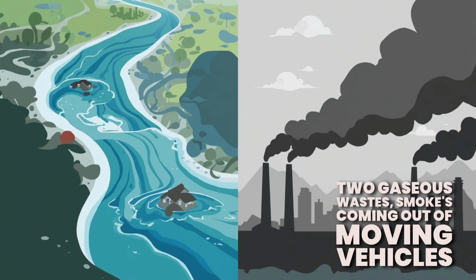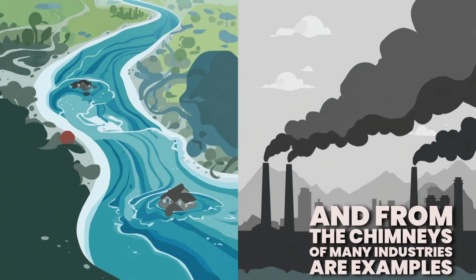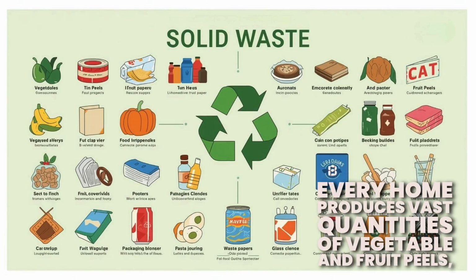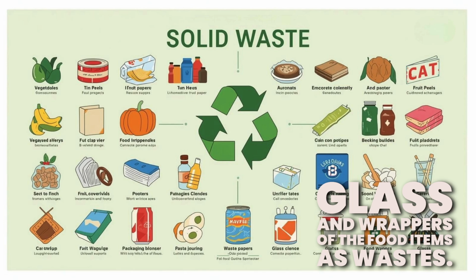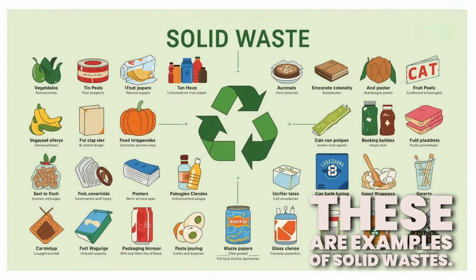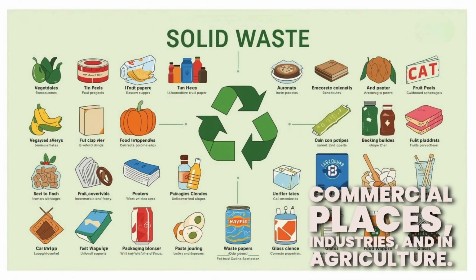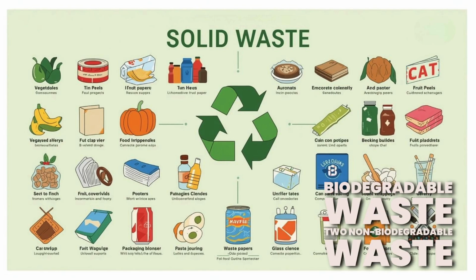2. Gaseous wastes. Smokes coming out of moving vehicles and from the chimneys of many industries are examples of gaseous wastes. 3. Solid wastes. Every home produces vast quantities of vegetable and fruit peels, tin cans, packages, waste papers, glass and wrappers of the food items as wastes. These are examples of solid wastes. Solid wastes are also produced in markets, commercial places, industries and in agriculture. Solid wastes are of two types. 1. Biodegradable waste. 2. Non-biodegradable waste.